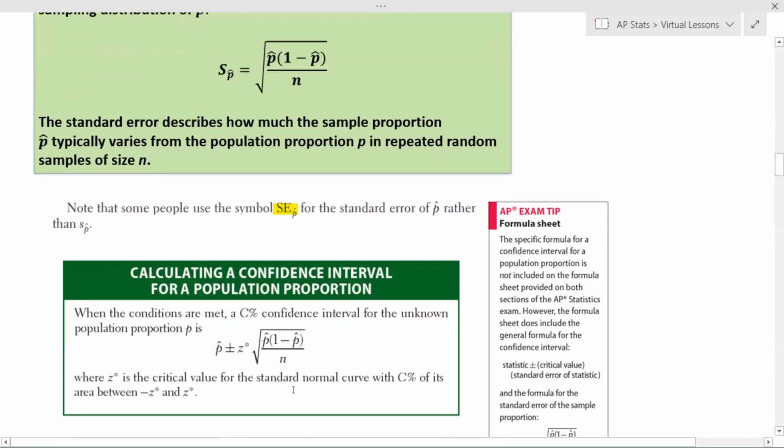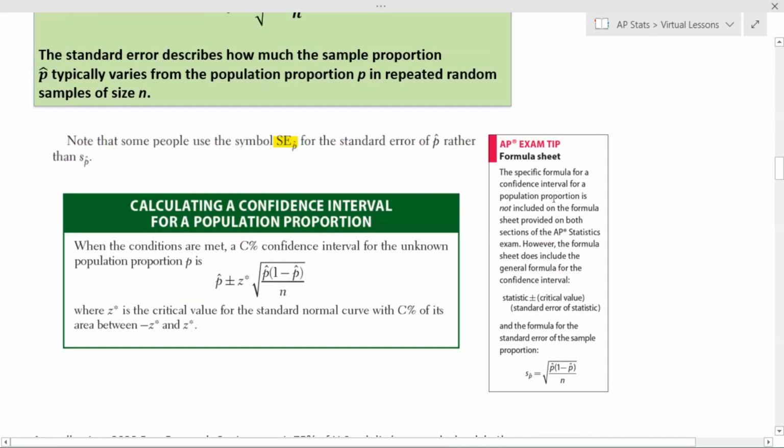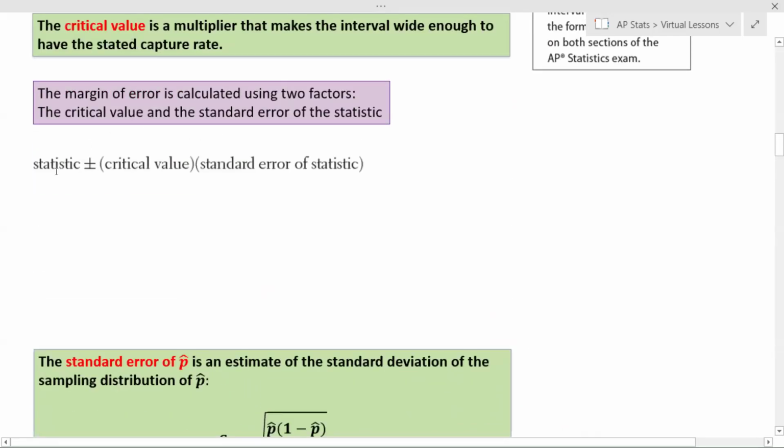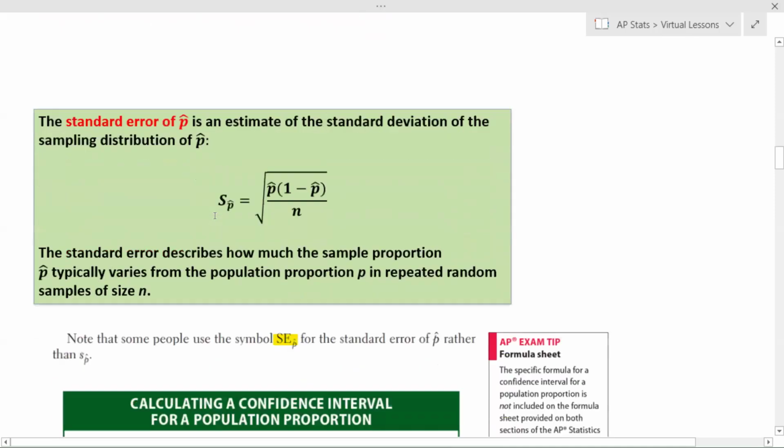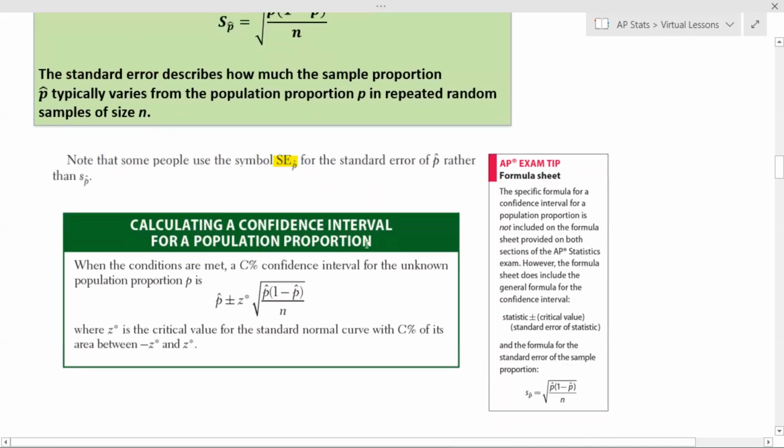Now, again, the specific formula for the confidence interval for a population proportion is not included on the formula sheet on both sections of the AP Stats exam. However, the formula sheet does include the general formula for the confidence interval, which is what we just stated above. In general, the confidence interval is whatever your statistic is, typically a mean or a proportion, plus or minus a critical value times the standard error of the statistic. And the formula for the standard error of the sample proportion is going to be on there as well.